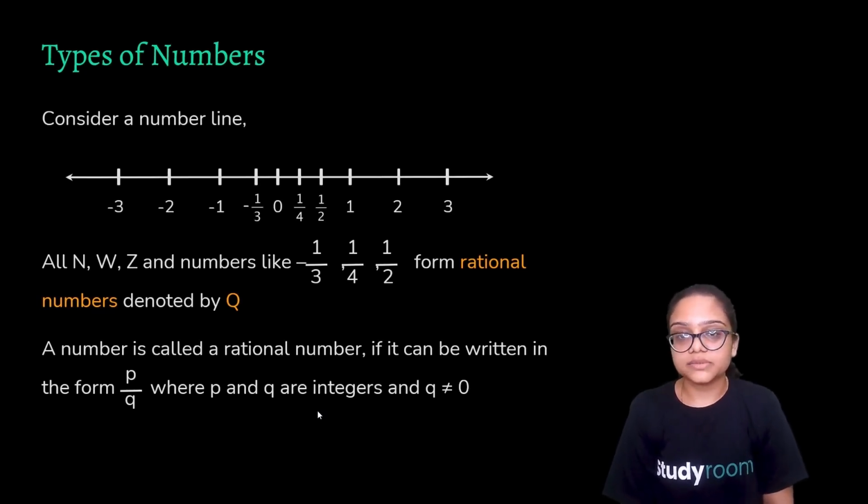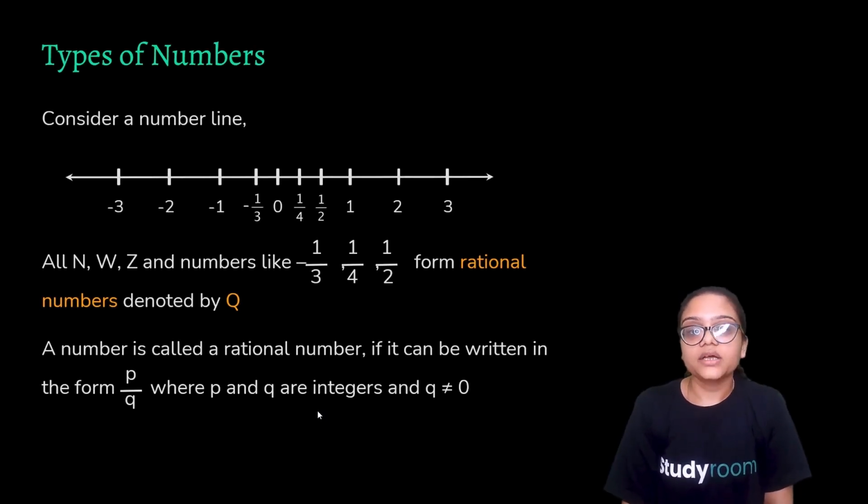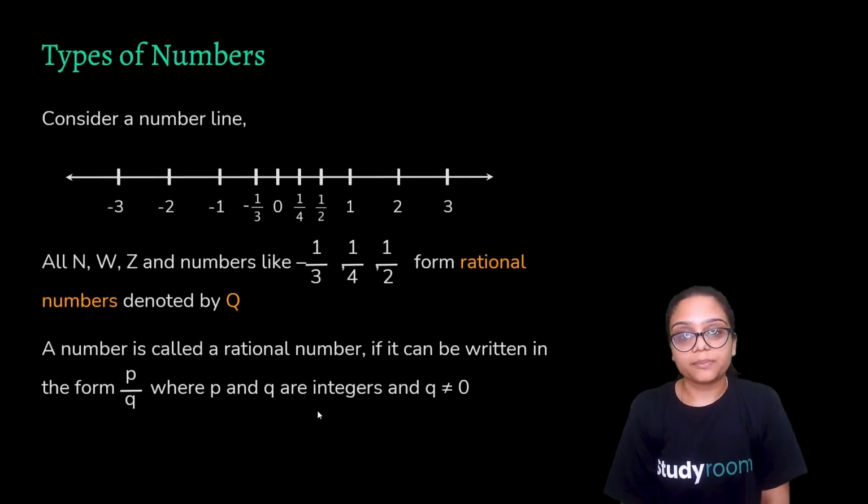And all these numbers, including other forms of numbers, suppose 1 by 3, 1 by 4, 1 by 2, are rational numbers. So rational numbers are generally denoted by Q. And the rational numbers definition says that it can be written in the form of p by q where q is not equal to 0. So q can't be 0 since any number divided by 0, or when the denominator is 0, we say that the number is undefined. So an undefined number can't be in a type of numbers. Therefore we simply state the condition that q should not be equal to 0.